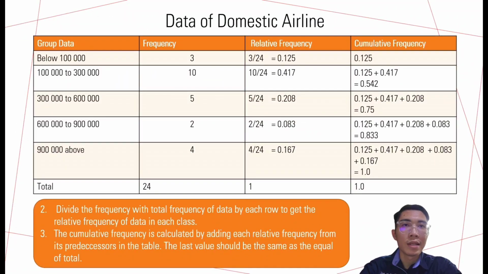Then, for domestic airline data, divide the frequency by the total frequency of data for each row to get the relative frequency in each class. The cumulative frequency may be calculated by adding each relative frequency to its predecessors in the table. The last value should equal the total, which is 1. For example, the relative frequency of data below 100,000 is 0.125, and here I take 3 decimal points for each row and add them to get the cumulative frequency data.